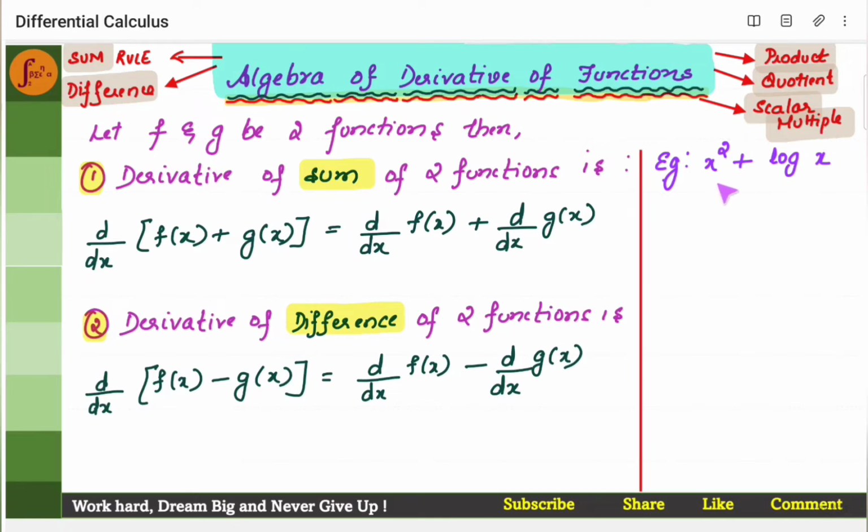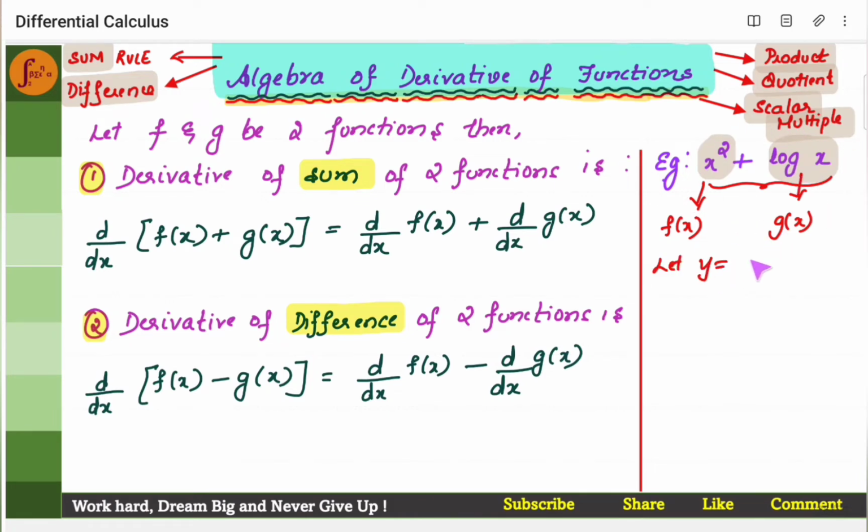Now, let's take this particular example. You have x square and log x. You can call this as one function, right? Let's call this as f of x. And this one we can call it as g of x. Function with respect to x. This is a function where x is there. This is another function where x is there. Now, how do I find the derivative? Nothing but I have to find derivative separately. Find the derivative of this function first, then find the derivative of this function and add both of them. That becomes the derivative of the entire function.